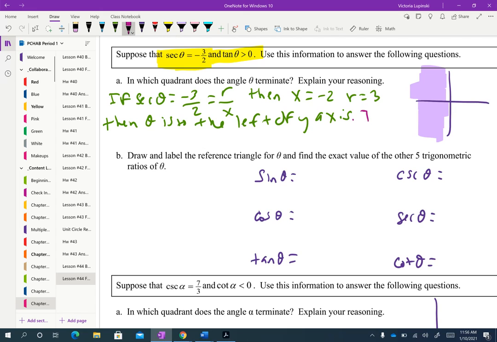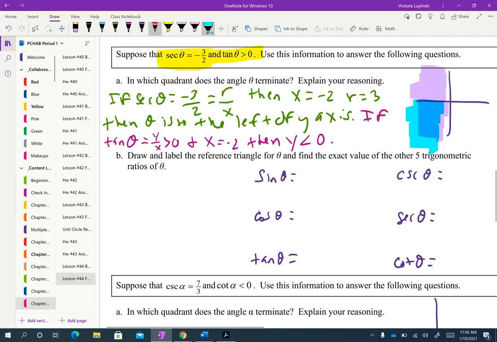So if the tangent of theta, which is equal to y over x, is greater than 0, and x equals -2, then we know that y has to also be negative. Because the tangent is a y over an x, and it winds up being positive, if the x is negative, that means that the y also has to be negative, which means that I have to be here in quadrant 3.